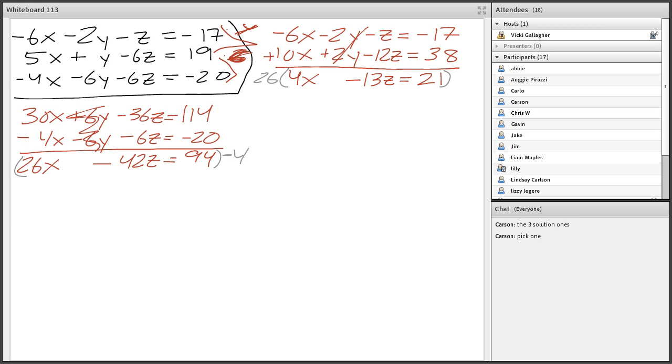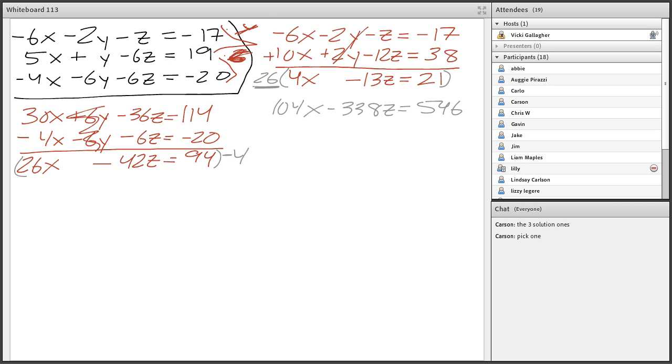So 4 times 26 is 104x. 26 times 13 is 338. And then 26 times 21 is a big number, 546. Okay, so that was this first equation right here.